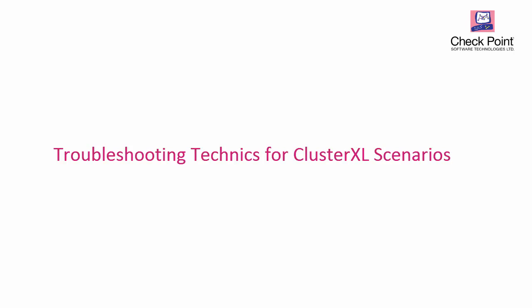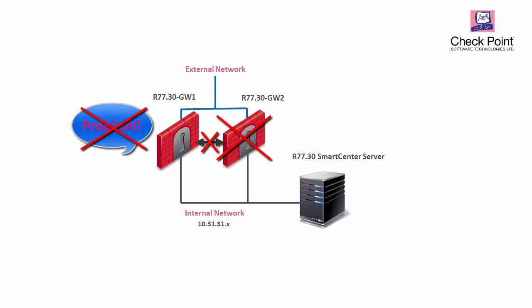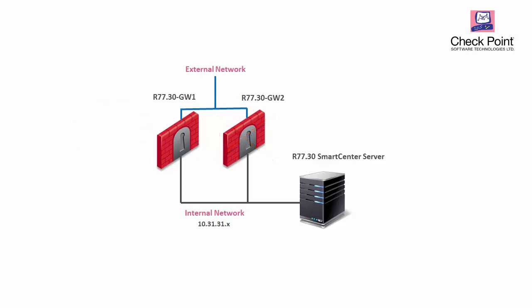In this video series we will demonstrate troubleshooting techniques for different ClusterXL scenarios. The first scenario is a ClusterXL high availability, in which one of the members is in down state. In this scenario there is no redundancy, no synchronization between the members, and if the active member has a problem, it cannot go down, as the other member is already down.